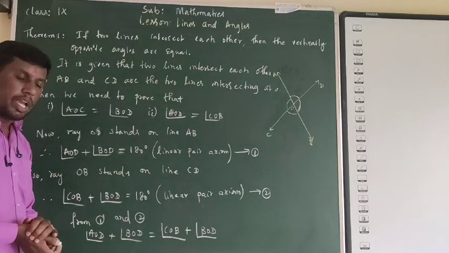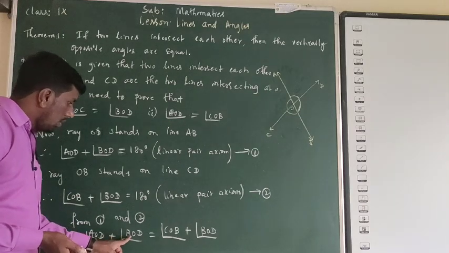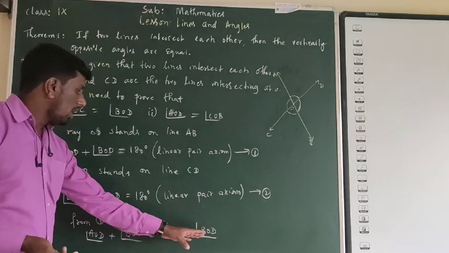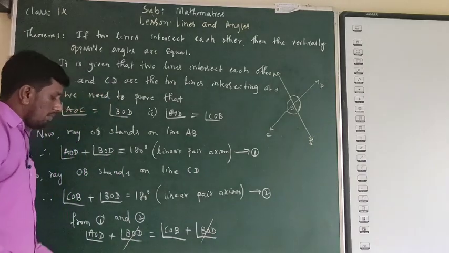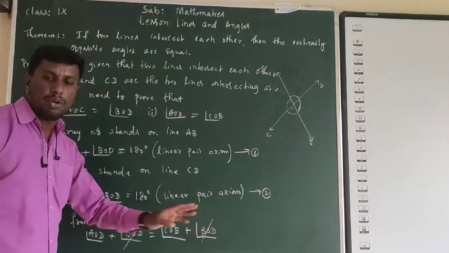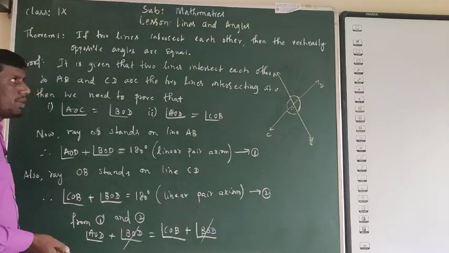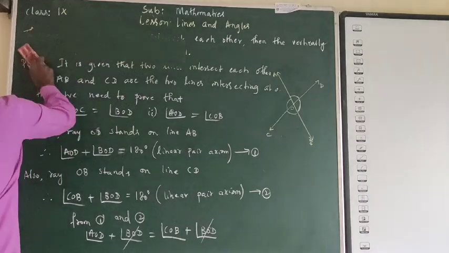I have written. Okay. Now you can observe that I am having angle AOD plus BOD here, and here also I am having AOD plus BOD, right? So we'll do one thing. I will bring it to LHS, otherwise I can cancel it directly. BOD plus BOD, both will get cancelled on both sides. So what is remaining? AOD is equal to COB, which is remaining. Okay.